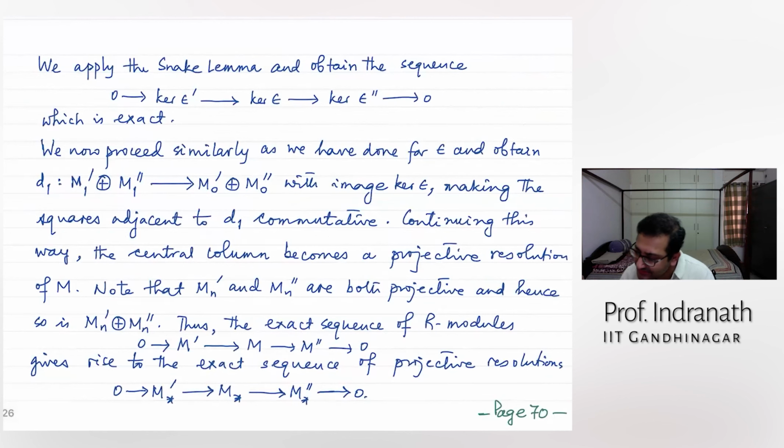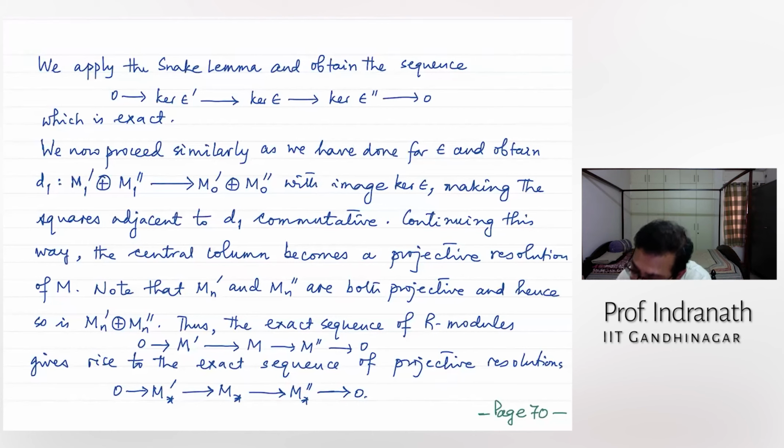So we now proceed similarly as we have done for epsilon and obtain this with image kernel epsilon, making the squares adjacent to D1 commutative. That's exactly the meaning, that same technique. Continuing this way, the central column becomes a projective resolution.